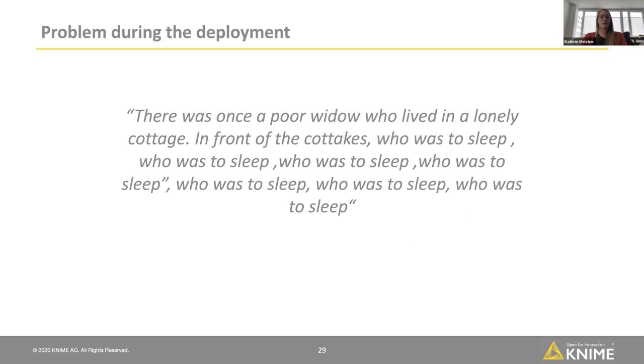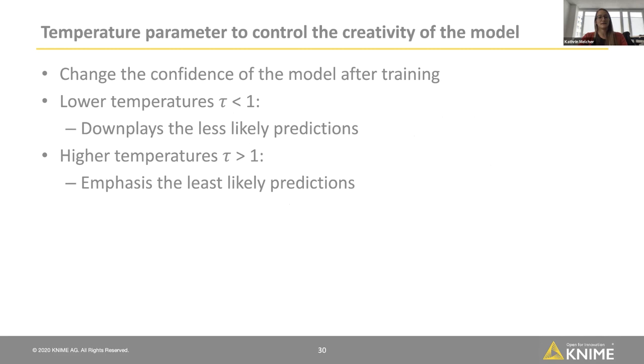The problem that we sometimes see during deployment is that our network ends up in a loop where it starts to predict always the same words over and over again. So for example, here it starts with a nice fairy tale, and then it continues with who was to sleep, who was to sleep, who was to sleep, and so on. To avoid this problem, we can add an additional parameter to control the creativity of our model by changing the confidence of the model after training. This means we train our model first and then we introduce the temperature parameter.